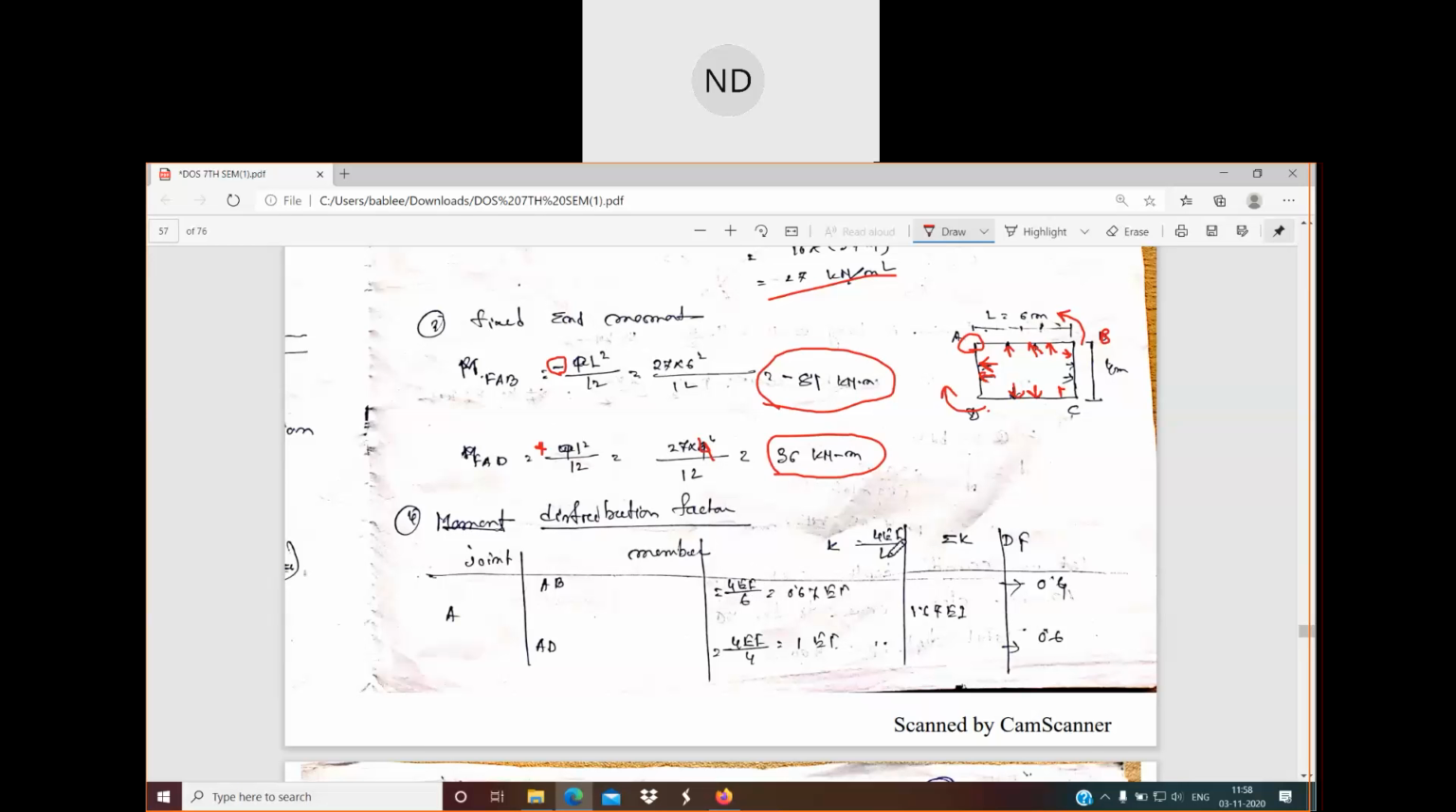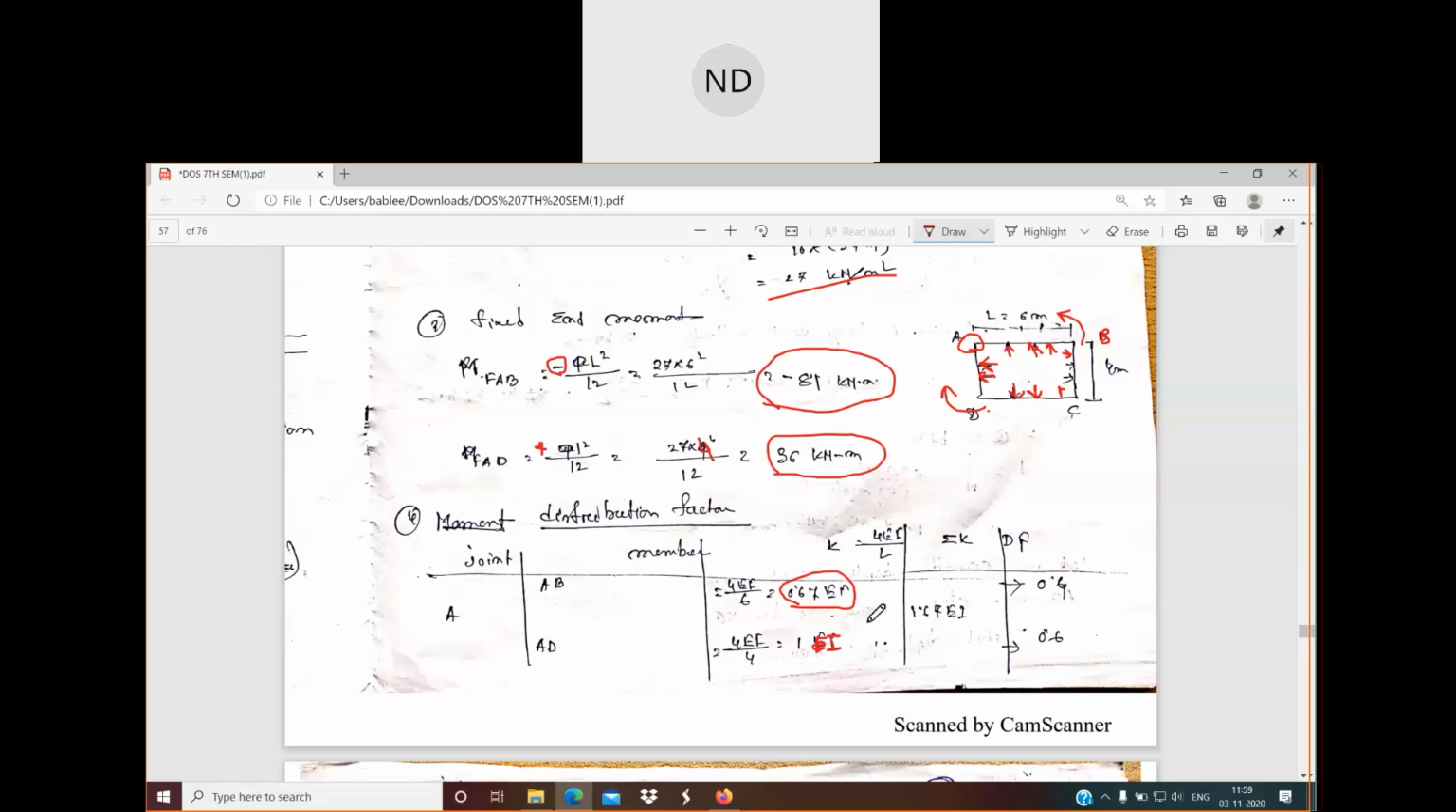Actually, we know the stiffness is 4EI by L. So here for AB the length is 6, and for the shorter span the length L is 4. So you get 0.67 EI for your AB member, and for your AD member you get 1 EI.